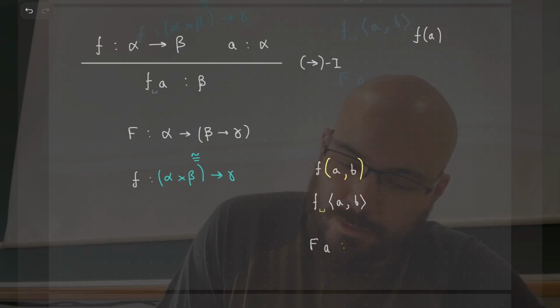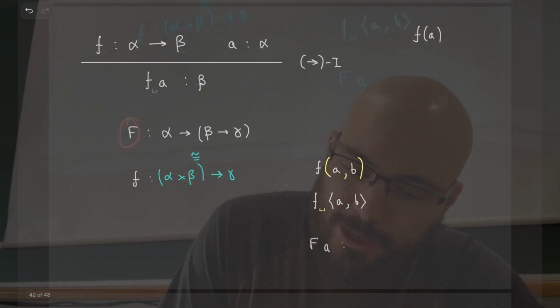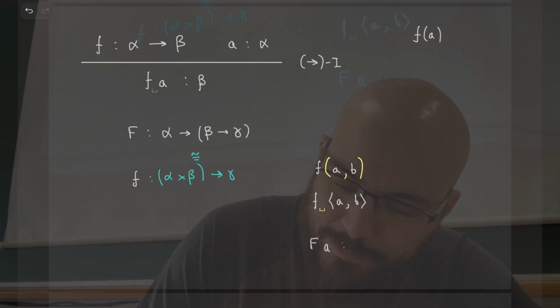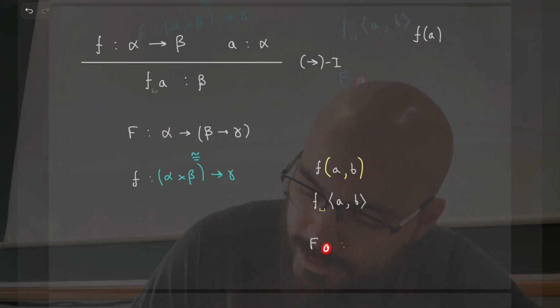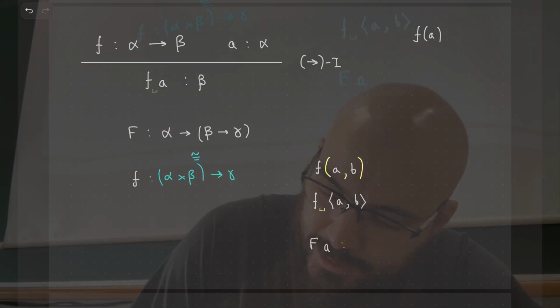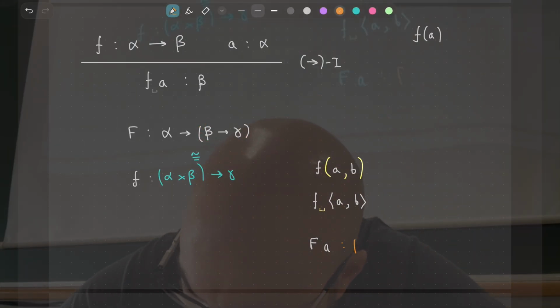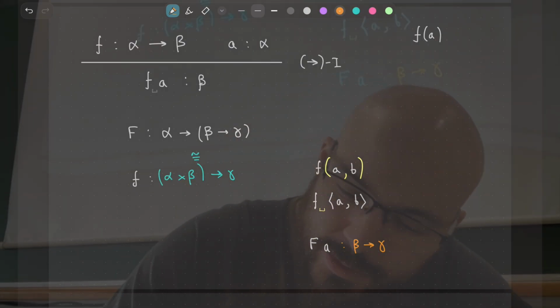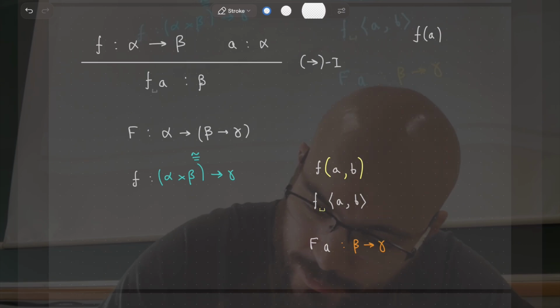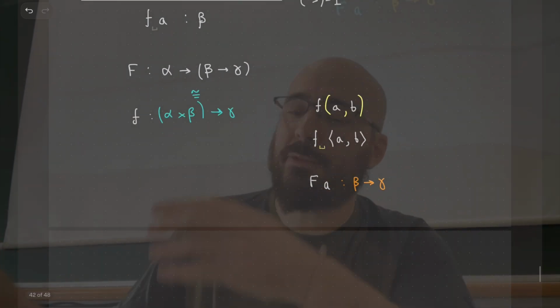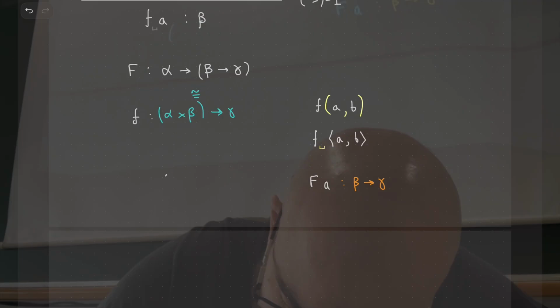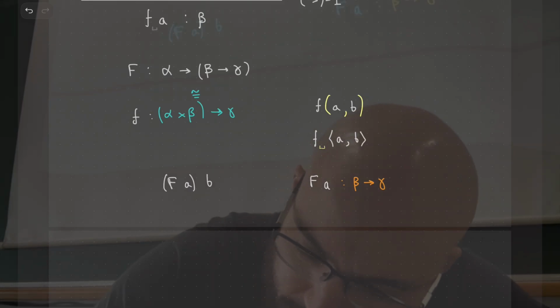To answer this, I need to know the type of f and see how I can infer this type here. So f gets an alpha, which it got, and it becomes this thing. So the type of this thing is from beta to gamma. And this means that, since it's a function from beta to gamma, I can apply f of a to something of type beta, and this will be gamma.